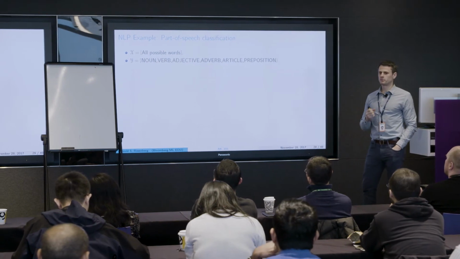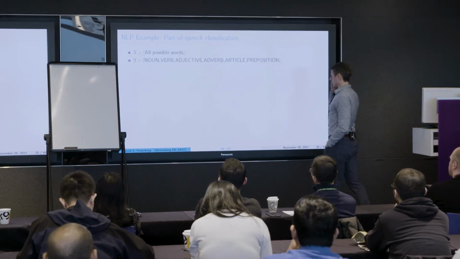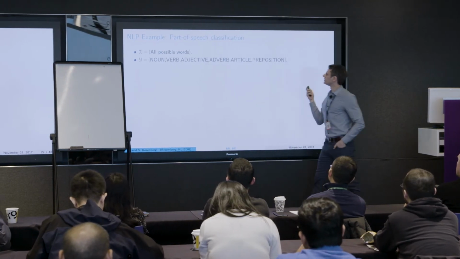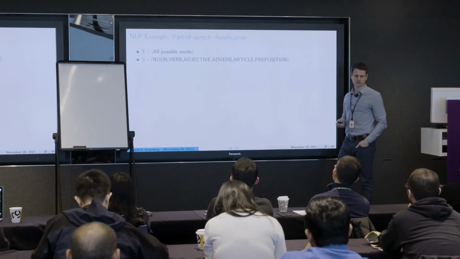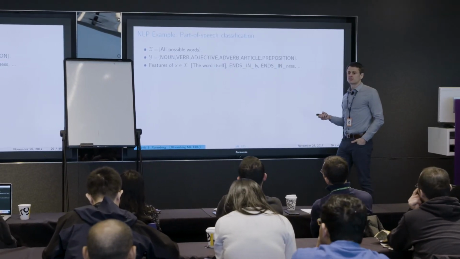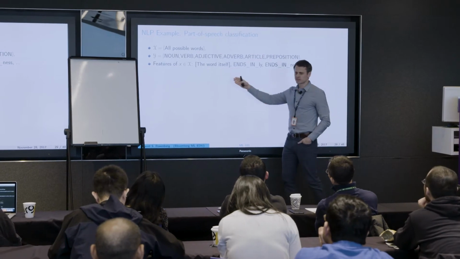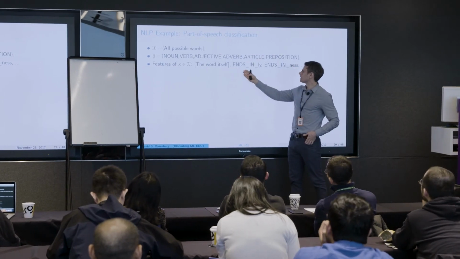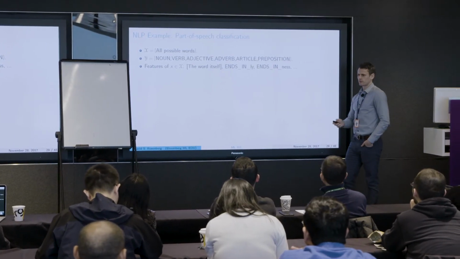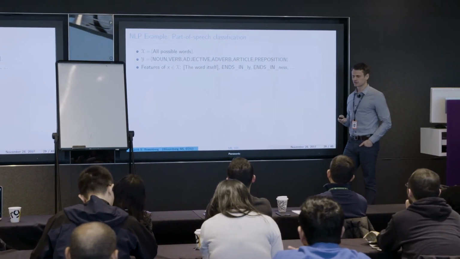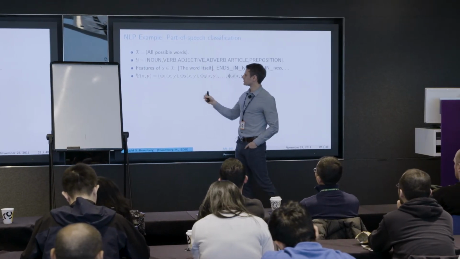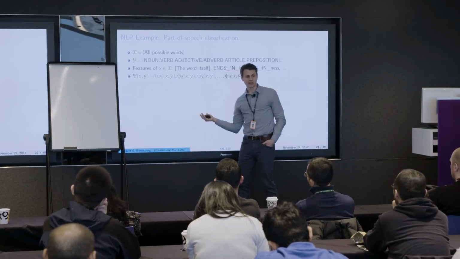All right, so an example. This is part of speech classification. So the input is a word, so the input space is any possible word. And we've chosen 6 classes for labels. And the features of X that you might want to use are the word itself, bag of words style, or ends in ly, yes or no, ends in ness, yes or no, these sorts of word characteristics. And what we need to come up with, though, is features of X and Y together.